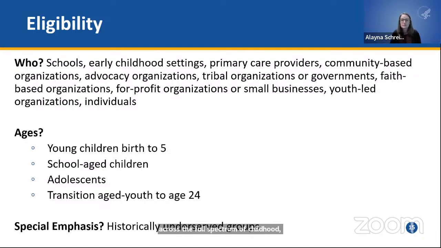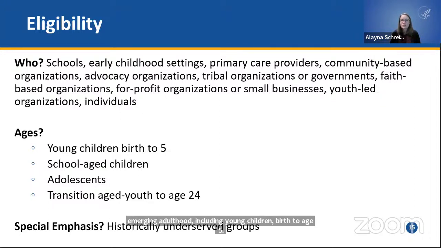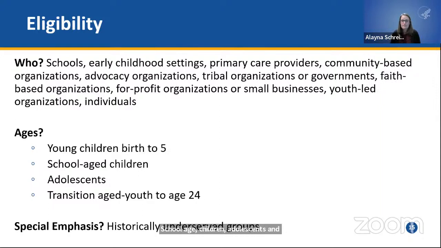We want to learn your solutions to promoting resilience across the full spectrum of childhood, adolescence, and emerging adulthood, including young children birth to age 5, school-age children, adolescents, and transition-aged youth to age 24. Participants are encouraged to consider the most appropriate age range for your solution, given your expertise and service array. The challenge does not narrowly define any geographic focus or scope for submitting proposals within the United States.